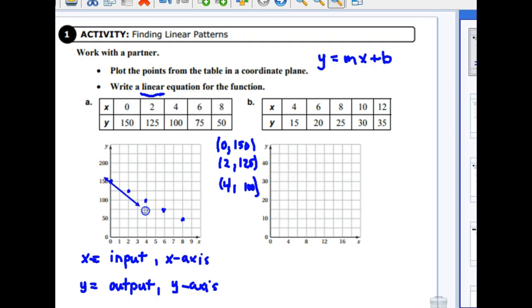When I connect them, what do I get? A nice straight line. So this table tells me that this can be a linear equation. Okay? So I can take this information and write the linear equation.